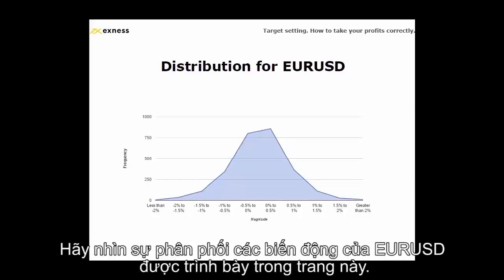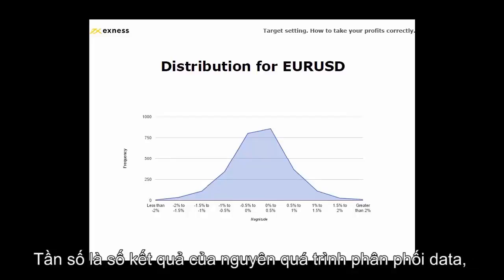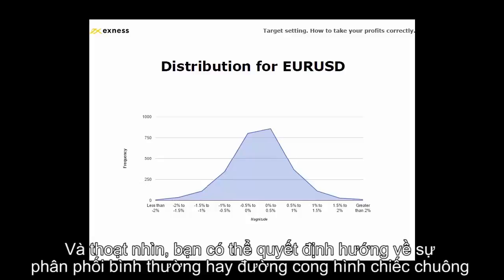Let's look at the distribution of volatility for euro versus American dollar presented on this slide. This graph shows the relationship between frequency and magnitude. Frequency is the number of outcomes in a whole distribution of data. Magnitude shows how large the deviation was. And at first sight you might decide that it gravitates to a normal distribution, or a bell curve.